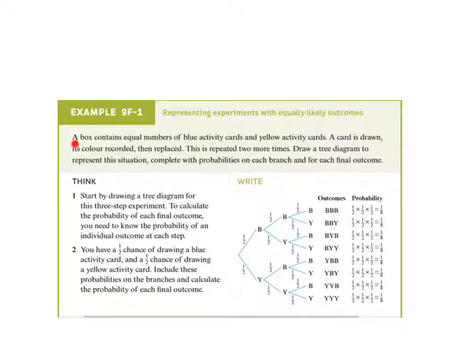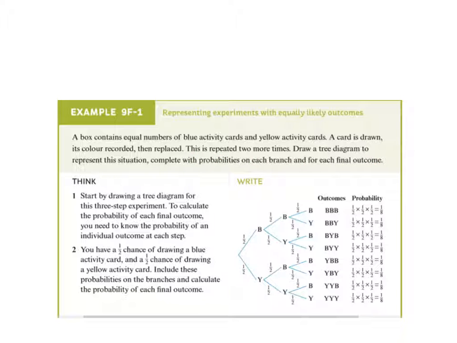So they say to you, a box contains an equal number of blue activity cards and yellow activity cards. A card is drawn, its color is recorded, and then replaced. So that tells you that's one turn. It is then repeated 2 more times. So 1 and 2 gives you 3. Draw a tree diagram to represent the situation, and then complete the possibilities on each branch for each final outcome.